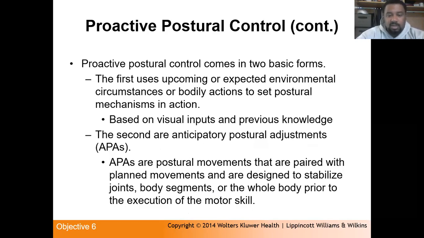Here are some visual inputs. So that's kind of the same thing. Proactive posture control comes from two basic forms. The first is the use of up-and-coming expected environmental circumstances or bodily actions to set posture mechanisms in action. Similar to what you're saying, something in the environment or something else up-and-coming that you see is going to affect your mechanisms and the actions that you're going to do. It's also based on visual input, so you already saw it, and your previous knowledge of what it is. So you can use that.